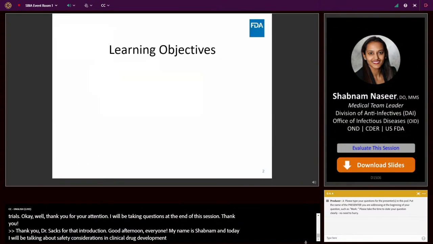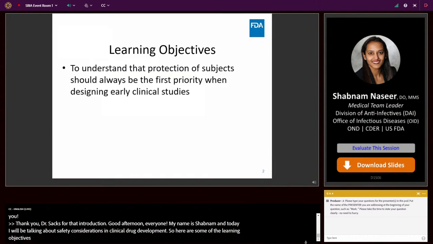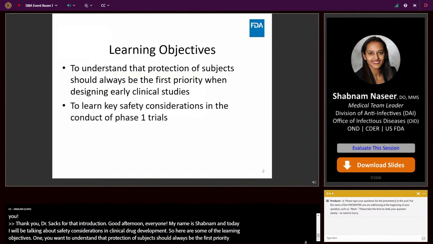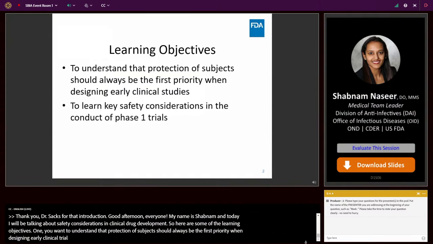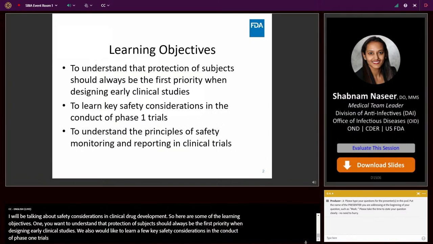So here are some of our learning objectives. One, we want to understand that protection of subjects should always be the first priority when designing early clinical studies. We also would like to learn a few key safety considerations in the conduct of phase 1 trials, and also to understand the principles of safety monitoring and reporting in clinical trials.